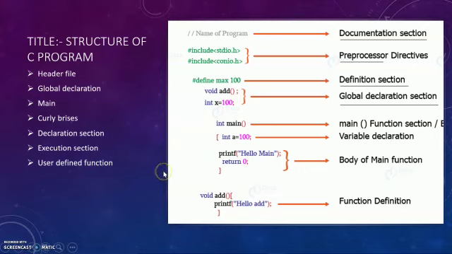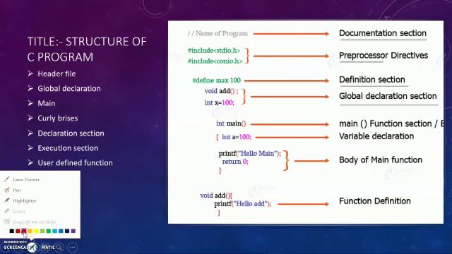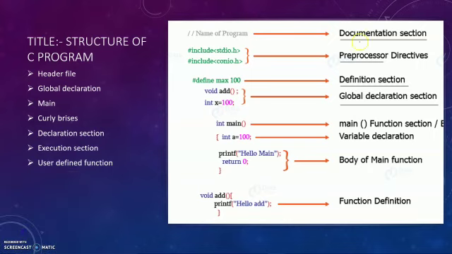So this is the basic structure of C. Let's understand this. The first is the documentation section. You can add comments in this section. Always remember, comments are never mandatory in the program, but you can use them for better understanding of the program.